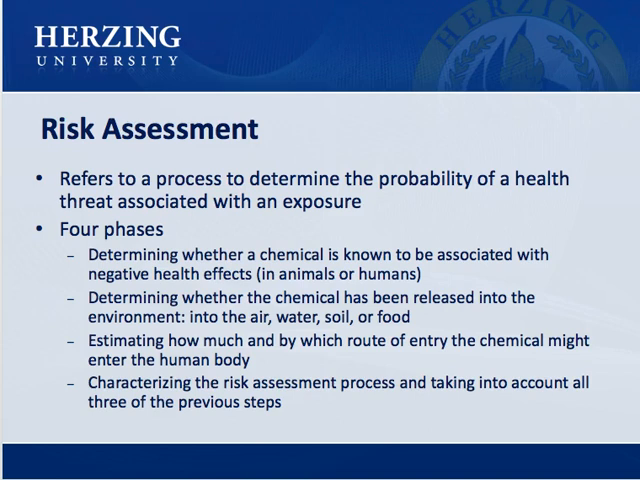The first phase determines whether the chemical is known to be associated with negative health effects in humans or animals. The second phase determines whether the chemical has been released into the air, water, soil, or food. The third phase estimates the quantity, route of entry, and duration of the exposure. The fourth phase brings all previous phases together to predict the potential harm based on estimated exposure.